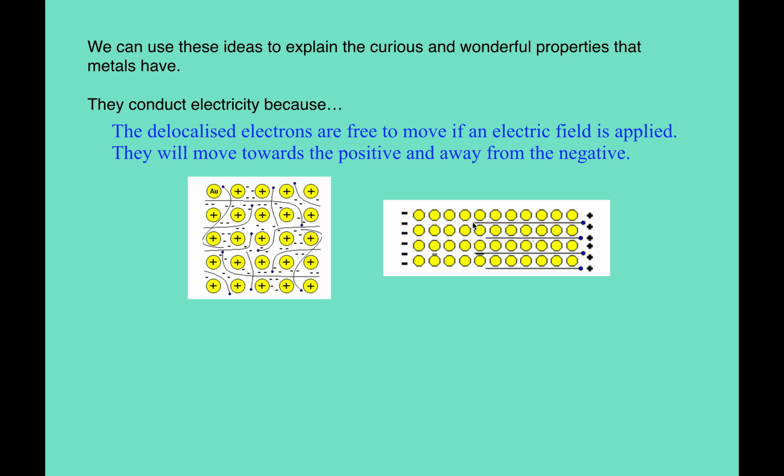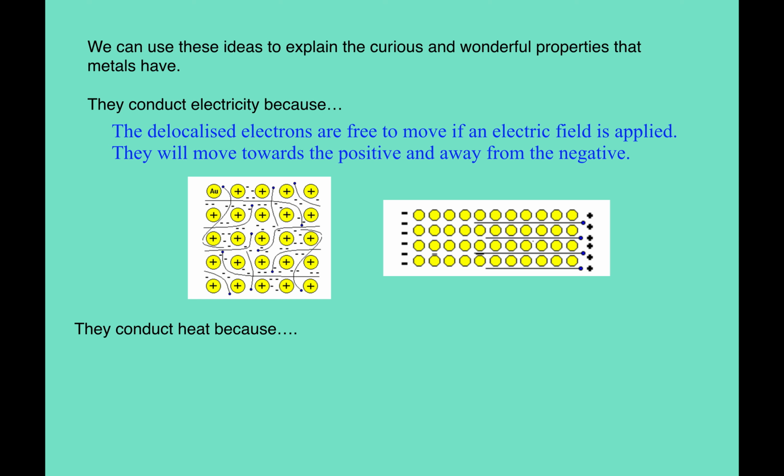which way will they be attracted? They're negatively charged, so they'll be repelled by this end. They will shoot in the direction of the positive charges, won't they? In this electric field, the electrons will shoot in that direction. Okay, they move towards the positive and away from the negative. So that's why metals conduct electricity. The mobile electrons, the sea of electrons, are free to move.